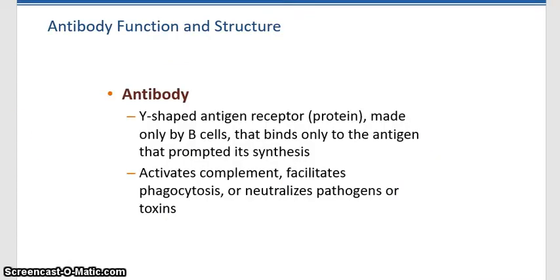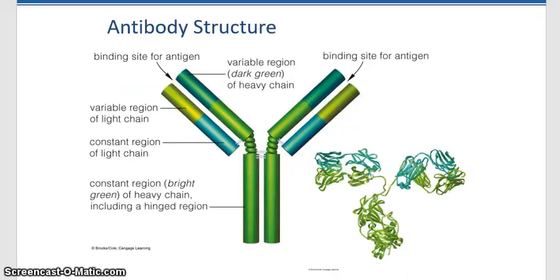So an antibody is a Y-shaped type of antigen receptor protein. It's made only by B cells, and it binds only to the antigen that prompted its making. Antibodies can activate complement. They can facilitate phagocytosis by tagging the bacteria cells, for instance, for destruction, and they can neutralize the pathogens or toxins.